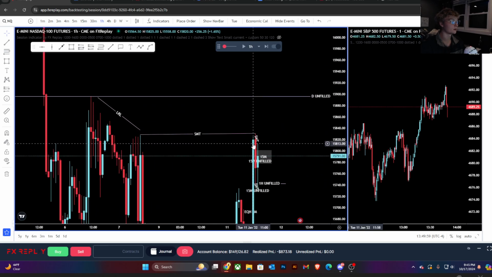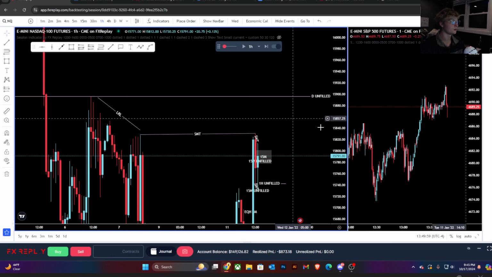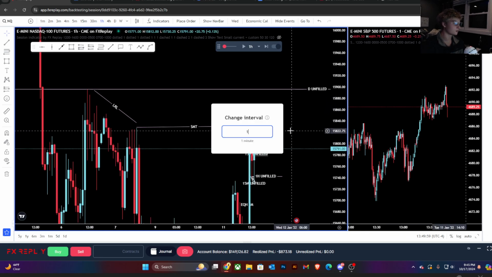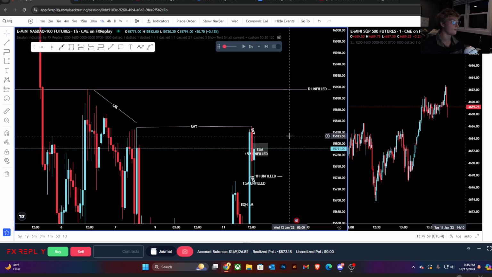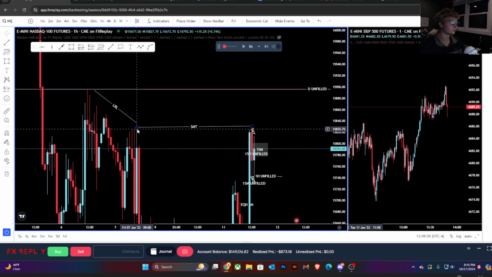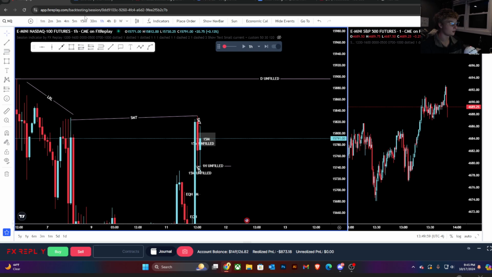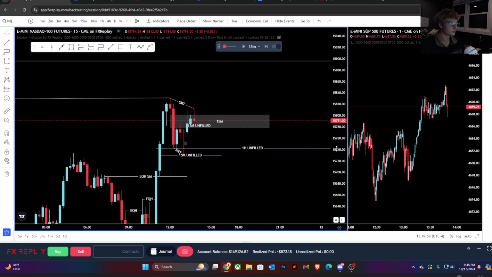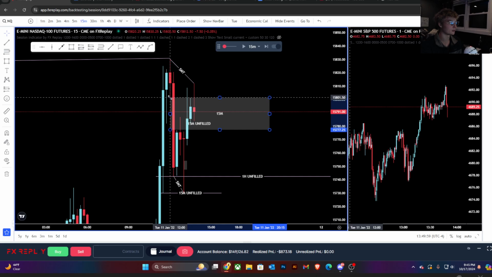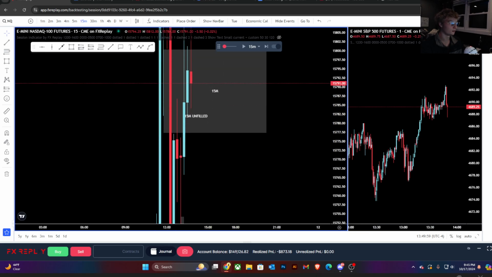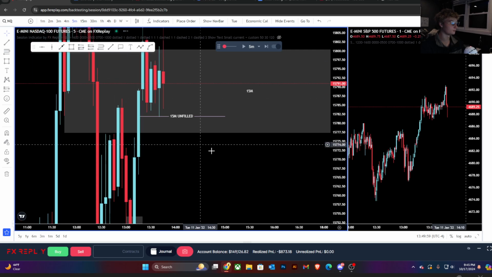I do think the draw could be higher, so I'm just not really bearish here at all. I do think NQ wants to run this low resistance here, so I'll sit out on this. 15 minute did hold though. 15 minute unfilled.